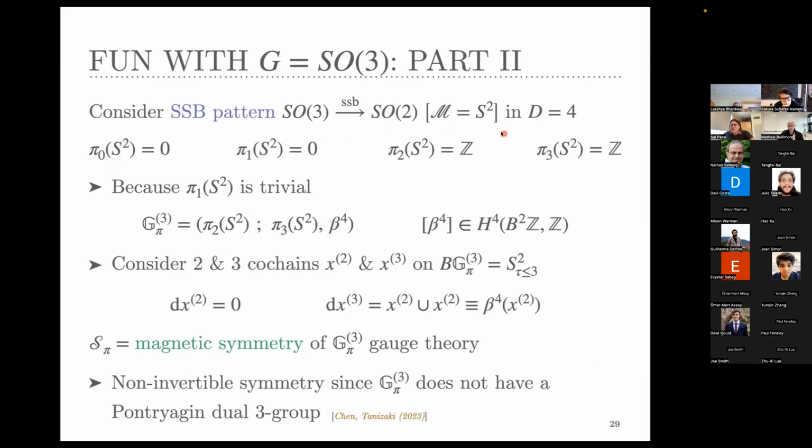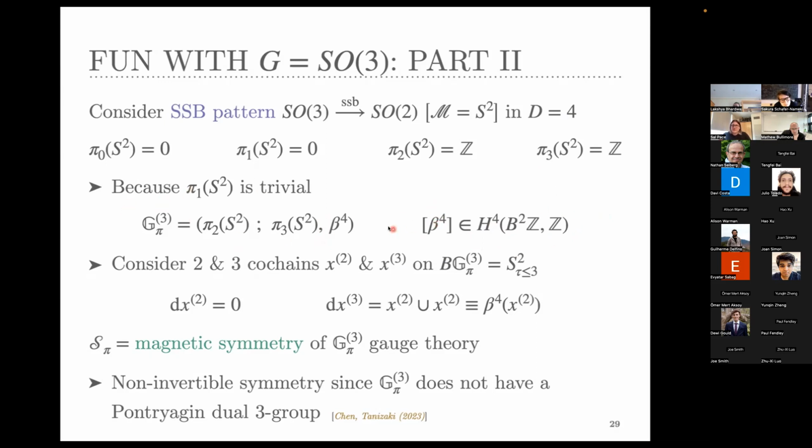So a 2-sphere, we're in d equals 4, so we only care up to pi3. Pi0 and pi1 are trivial. Pi2 and pi3 are both Z. So what's the 3-group that describes this? Well, there's a bunch of data, but because pi1 is trivial, a bunch of those data are automatically trivial. All the pi1 actions, all those alpha, are automatically trivial because pi1 is trivial. The only things that are non-trivial are pi2 and pi3, obviously, but also this Postnikov 4 invariant, which is a 4-cocycle.